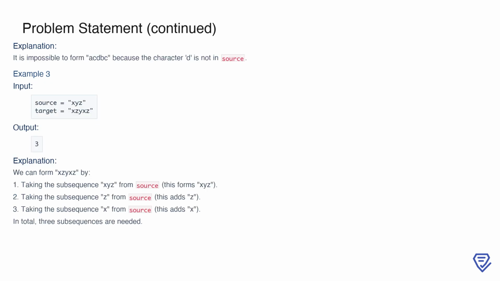Now, in the third example, source is XYZ and target is XZYXZ. To form target, we need three subsequences from source. First, we take the full subsequence XYZ, which gives us XYZ. Next, we use the subsequence Z to add another Z to the target. Finally, we take the subsequence X to add the remaining X, completing XZYXZ. In total, 3 subsequences are required, so the output is 3. These examples illustrate how the problem evaluates whether and how efficiently target can be constructed from source.